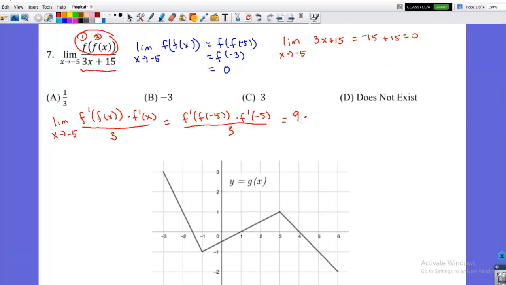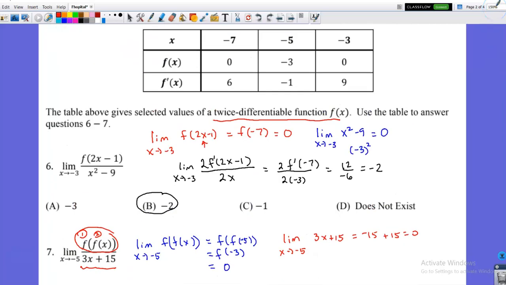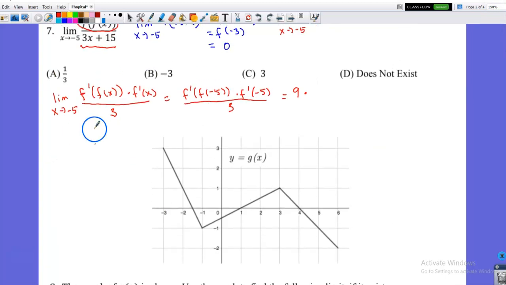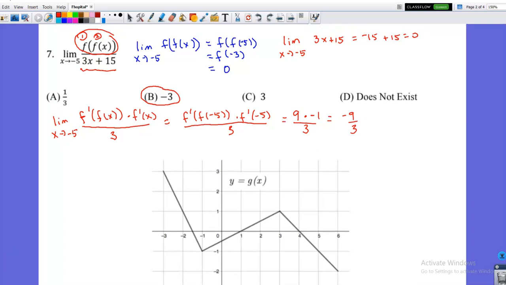All right, going back up, f prime of negative 5 is negative 1. Nine times negative 1 is negative 9. Negative 9 over 3 is negative 3. So that is using a table.